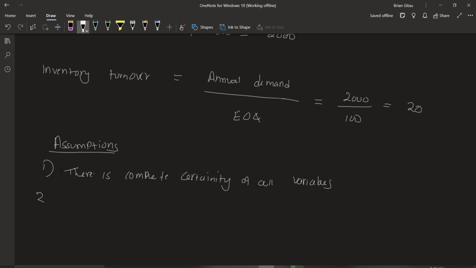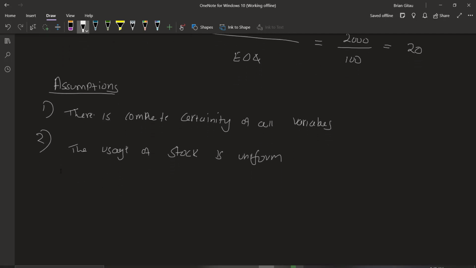Number 2, the usage of stock is uniform throughout the year. Number 3, the ordering cost is constant regardless of the number of units ordered. And this might not be the case at all times. The more orders we make, you'll find that the ordering cost will also reduce due to economies of scale.